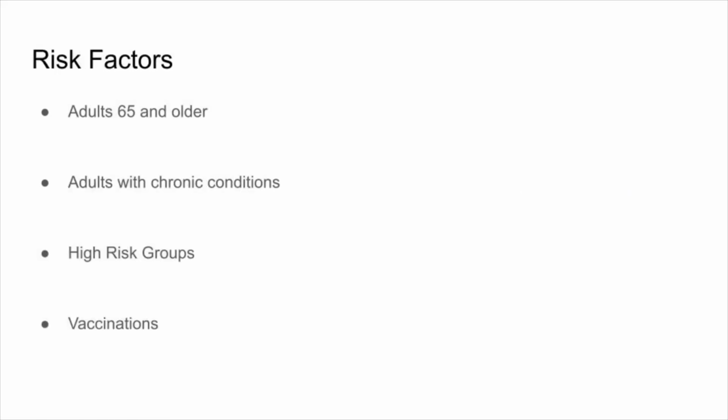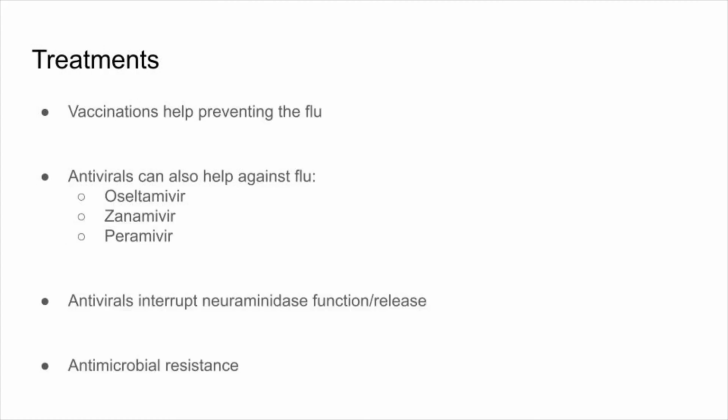weeks. Risk factors include adults 65 and older, as well as adults with chronic health conditions. High-risk groups are also more susceptible to becoming infected. These high-risk groups include, but are not limited to, pregnant people, young children, and people with diabetes, cancer, asthma, and more. It is very important to get a flu vaccine, especially if you are in a high-risk group. This will not only reduce the risk of infection, but also reduce the chances of being hospitalized and even death.